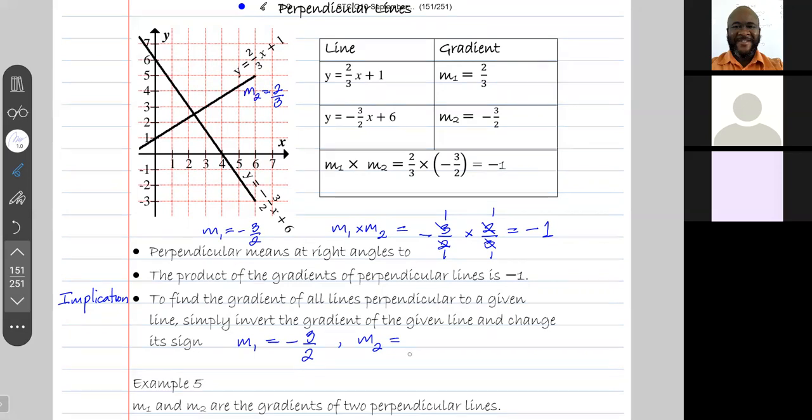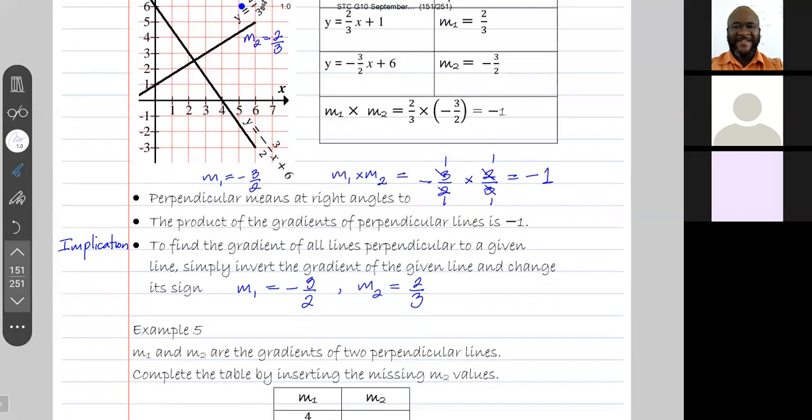So if the gradient was -3/2, if I change the sign, it becomes positive. If I invert it, it becomes what? 2/3. Guys, the implication of the statement that the product of the gradients of perpendicular lines is -1 is this: to find the gradient of all lines perpendicular to a given line, simply invert the gradient of the given line and change its sign. Stay with me.